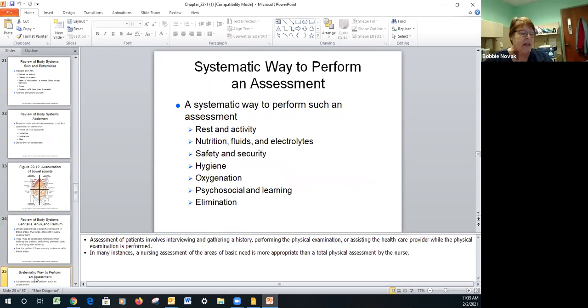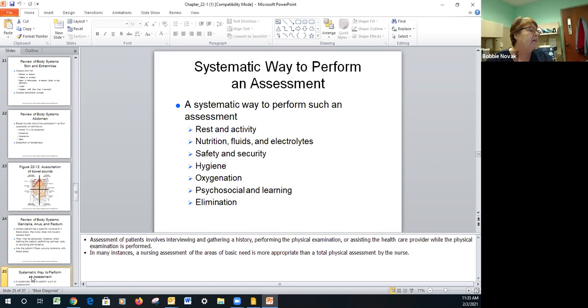So there are some systematic ways to perform an assessment, and we did that head to toe. That's one. Another way is to do the RN's HOPE assessment. It's on page 389. It's the basic needs assessment, okay? So we're looking at rest and activity, nutrition, safety, hygiene, oxygenation, psychosocial, and elimination. So you can remember the acronym RN's HOPE to do that in order. Okay.